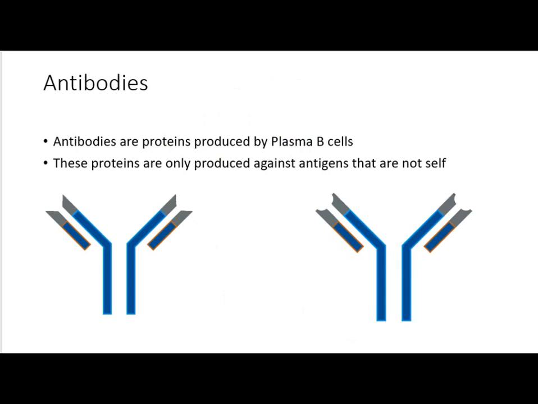Antibodies are proteins. Again, they're produced by plasma B cells. So plasma B cells produce antibodies. Each antibody has a different shape. So you see this shape over here compared to this shape. The shapes over here and over here are different because each shape will recognize different proteins. So antibodies will circulate in the plasma and they will look for the shape that they recognize and then bind to it.